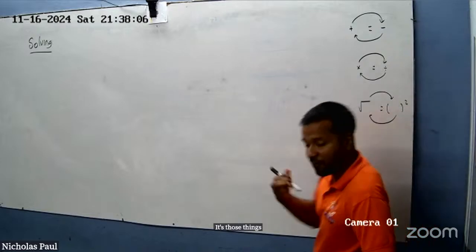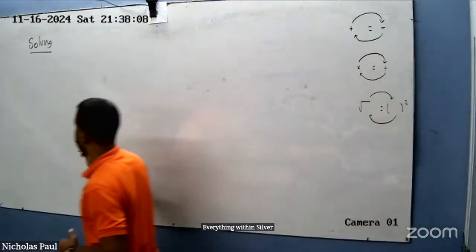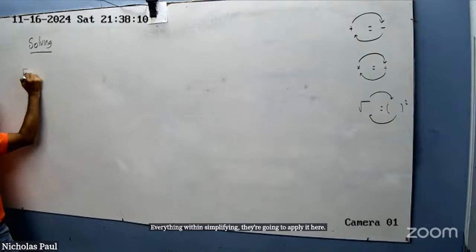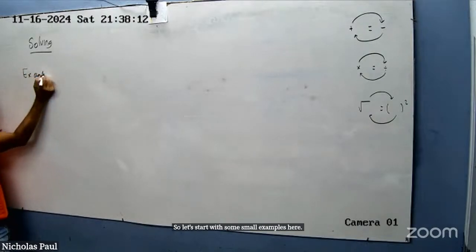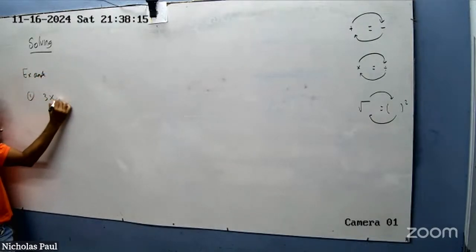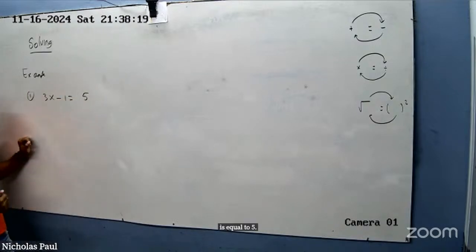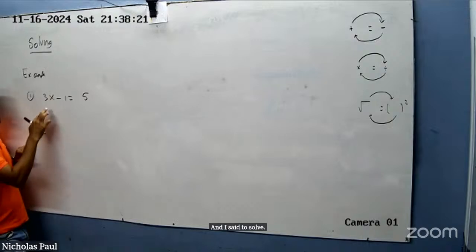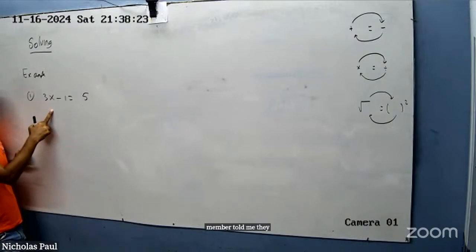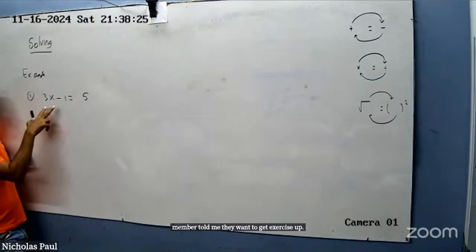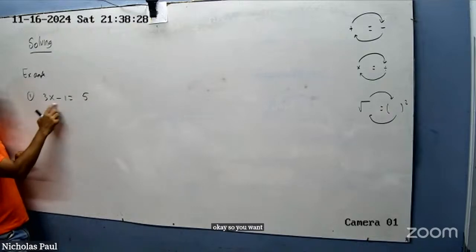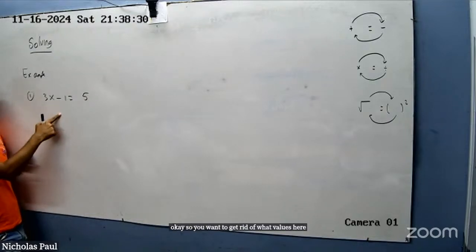Everything we did in simplifying, you're going to apply it here. So let's start with some small examples. If I give you 3x minus 1 is equal to 5, and I say to solve. Remember, solve means you want to get x by itself. So you want to get rid of what values here? 3 and the minus 1.